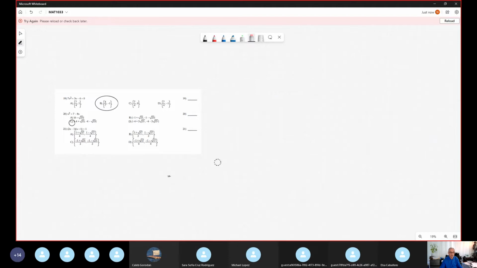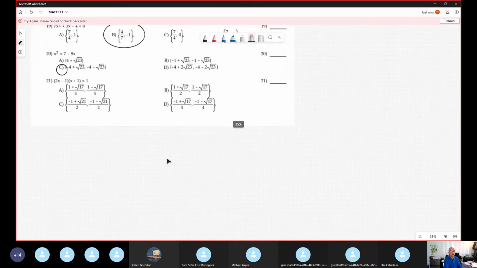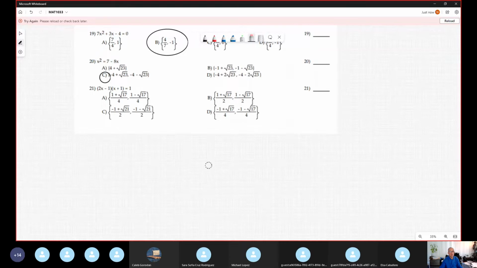Okay, what number is it? 21. Oh, 21 is weird. Okay, we have 2x minus 1 in parentheses times x plus 1 equal 1. Wow. Is this a quadratic equation or no? Does it look like a quadratic equation or no? What do you think? I'm confused by this equation.